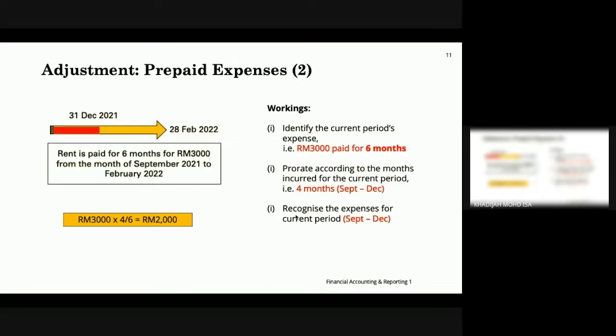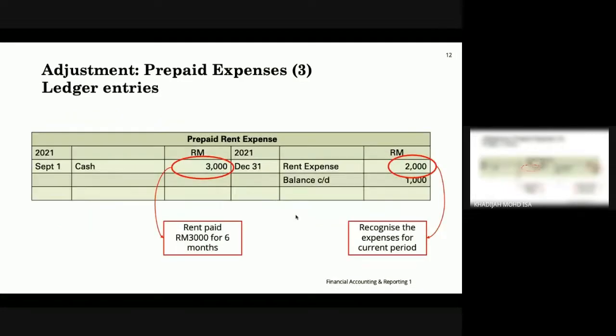How do you prorate? The 3,000 for 6 months times 4 over 6 months. So you know that from the 3,000, 2,000 is for the current period, and the balance would be for the following period. So recognize the expense for the current period. When you pay, you have cash of 3,000. You have to record your cash because that is the amount that you paid. You cannot have cash 2,000 because it's wrong. You paid 3,000 cash, but that 3,000 is paid for 6 months. So you are going to recognize your rental expense. You are going to debit your rental expense 2,000.